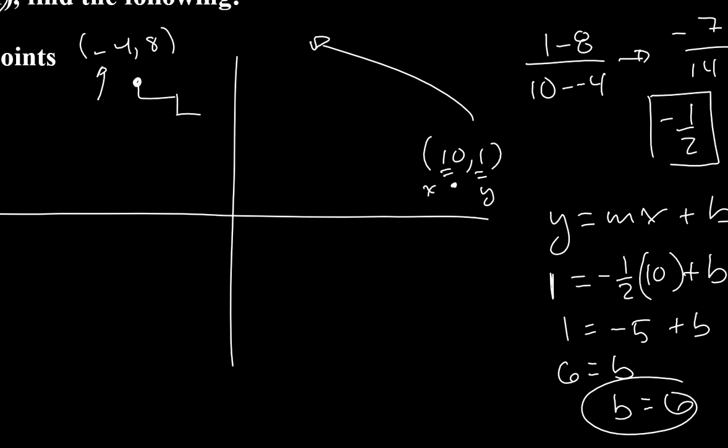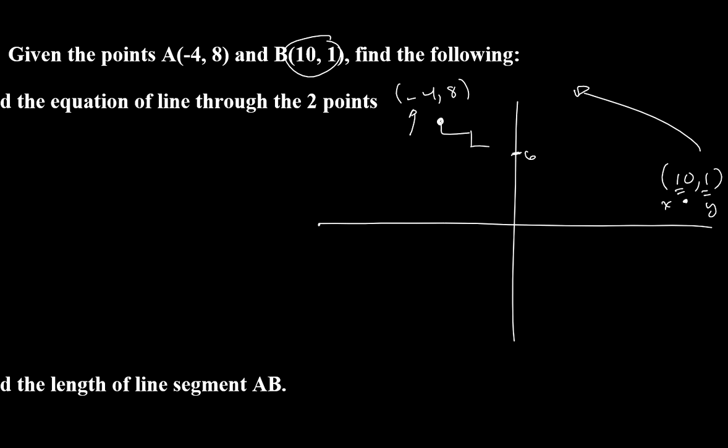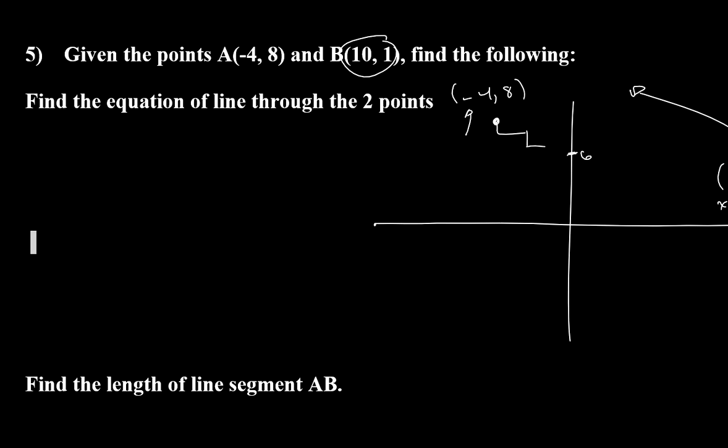So somewhere over here at positive 6 is where it's going to cross. So the equation of this line, I'm ready. I've got the slope and the y-intercept, so I can write the equation of this line for part A: y equals negative 1/2 times x, and then plus 6. Negative 1/2 x plus 6.